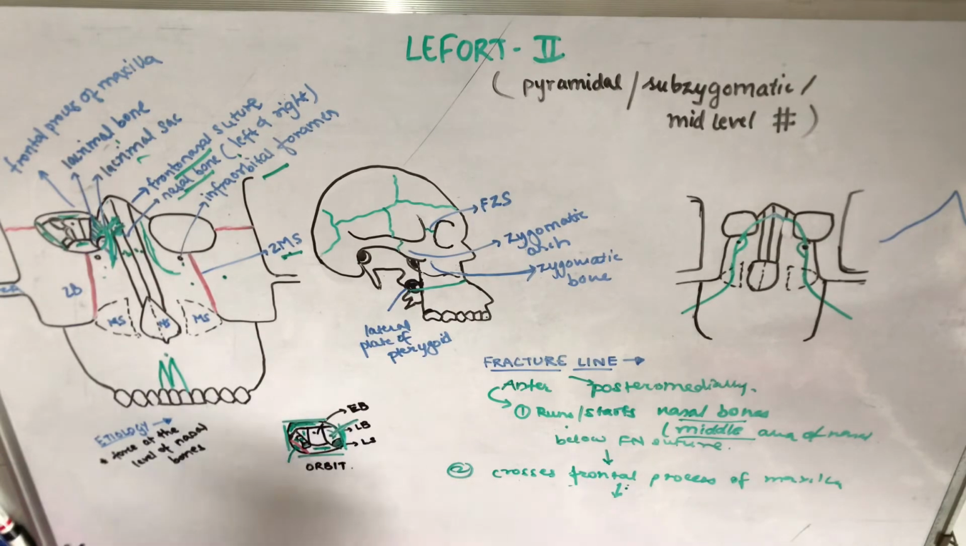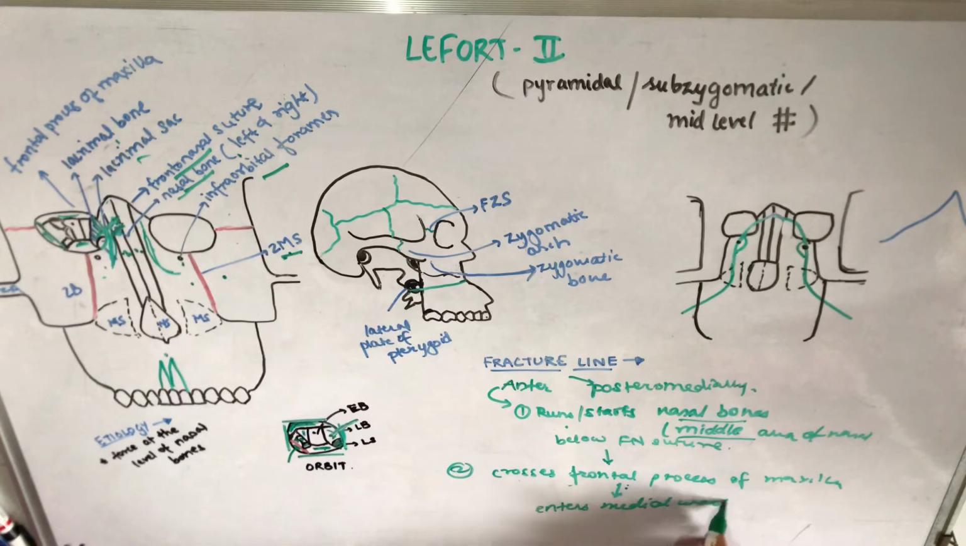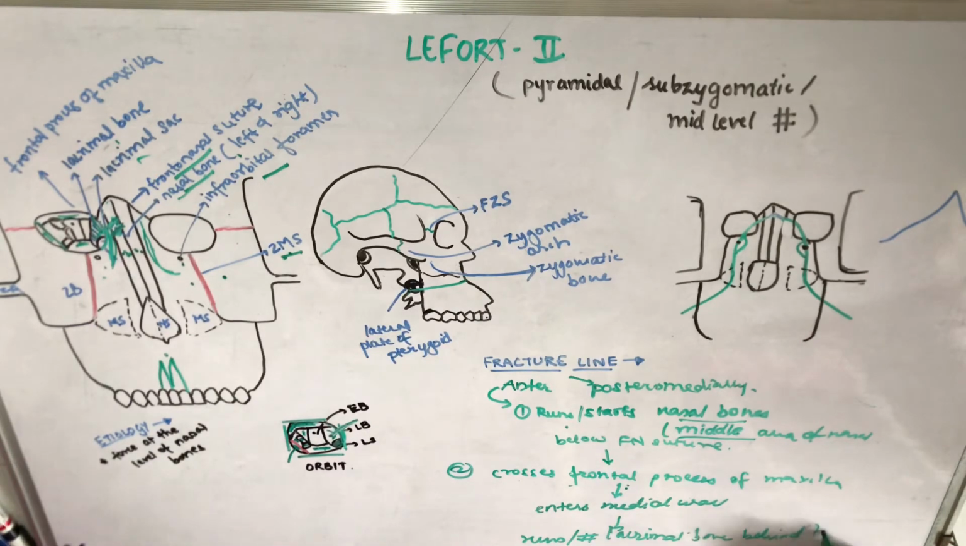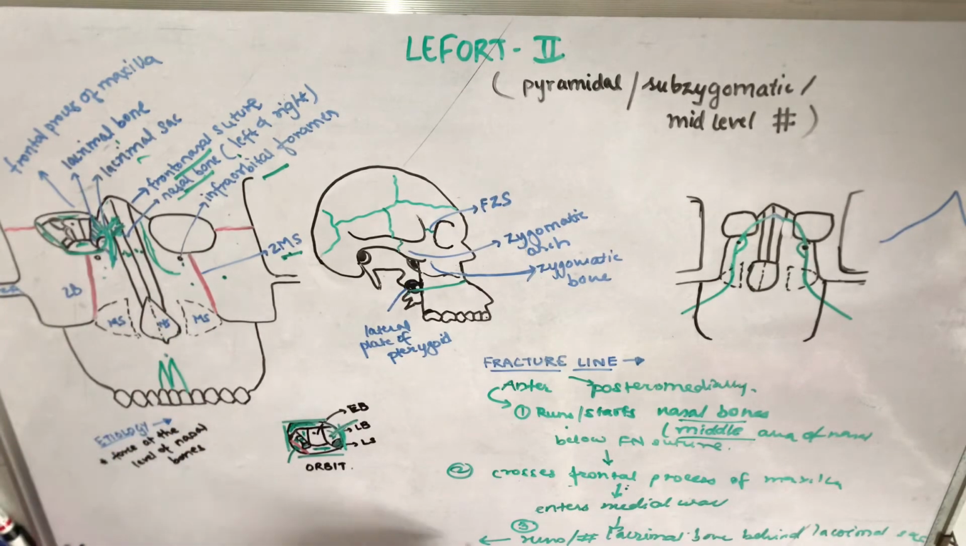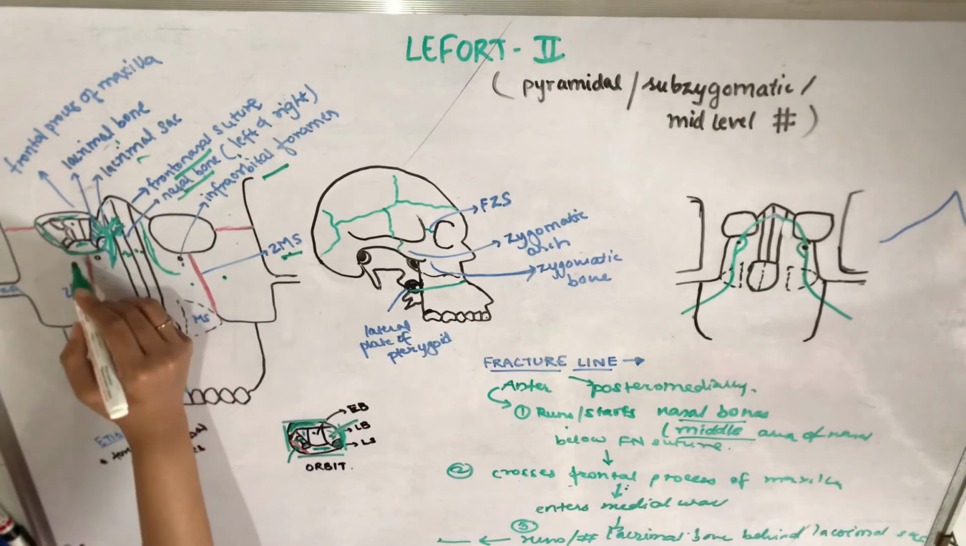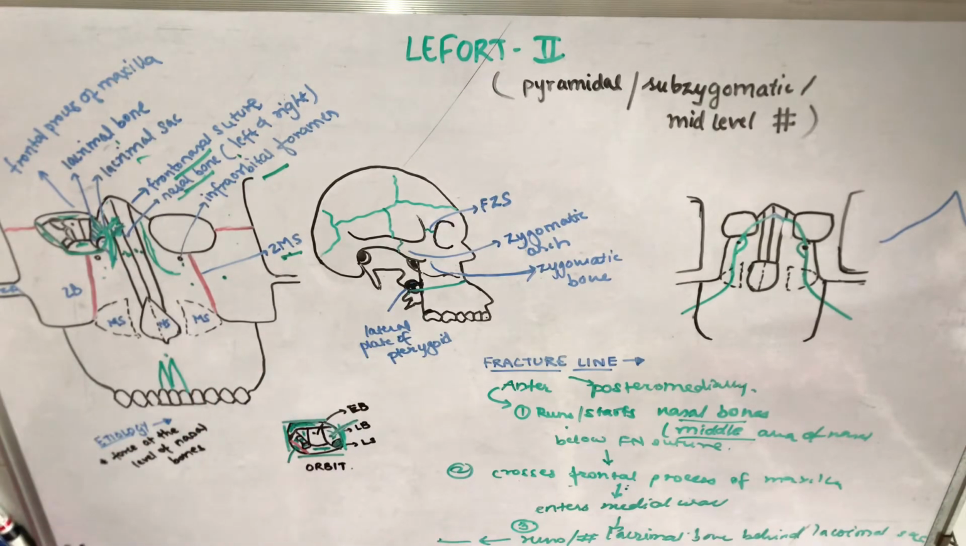And this is the next point. So it enters the medial wall of your orbit. Then it runs or fractures the lacrimal bone behind the lacrimal sac. This is the important point, you have to remember this. Behind the lacrimal sac. Then next point is, so this is the third point. Next point is then it crosses the inferior orbital rim. So this is your inferior orbital rim. So it runs through this inferior orbital rim at the junction of middle 1/3 and the lateral 2/3.